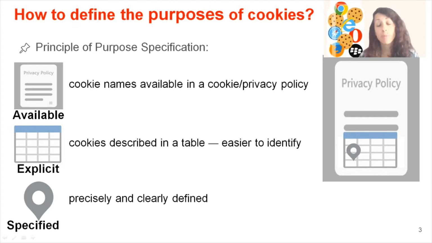Specific means that purposes need to be clear and precise, with enough detail to check what kind of processing is or is not included in the purpose. Of course, purposes that are too vague or general are not allowed. For example, improving users' experience, marketing purposes, future research are not specific enough. Available means that purposes of cookies should be available to users, either in a cookie policy or in a privacy policy.